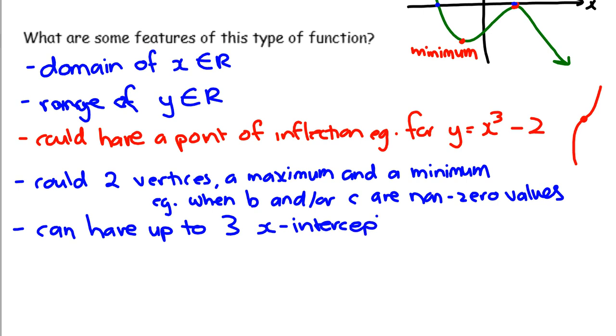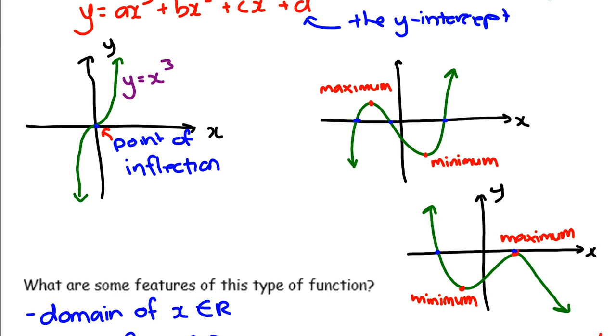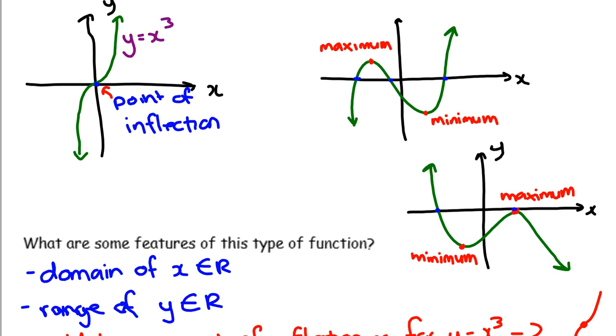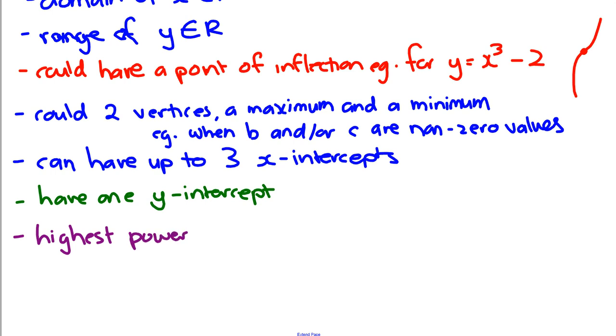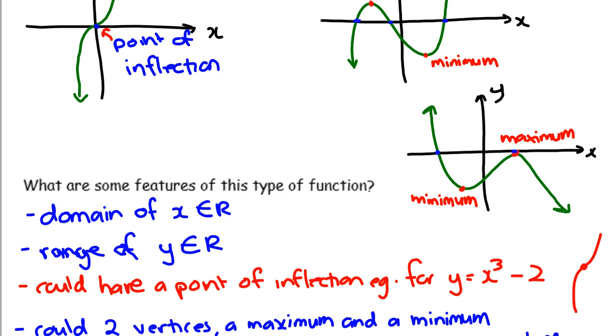It has a Y-intercept, obviously. They all seem to have just one Y-intercept. You might have realized the highest power of x is 3 because it's x cubed. Is there anything else? I think we've got most of the things. If you can think of anything else interesting, feel free to jot it down.